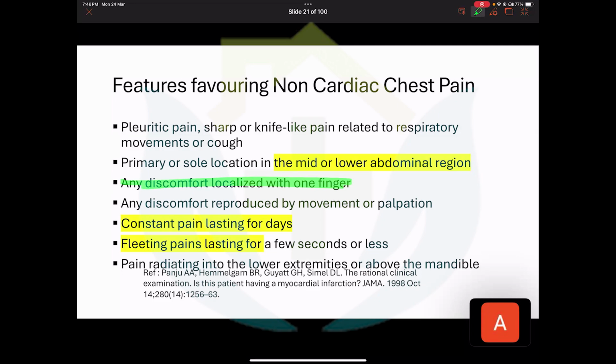Because in ACS, that acute coronary event, what happens is that a part of the myocardium is lost. So it cannot be a single point. It is usually lost over a larger area. If it is a constant pain, it is obviously not ACS. Fleeting pain, obviously not ACS. And pain radiating to the lower extremities will not be ACS.